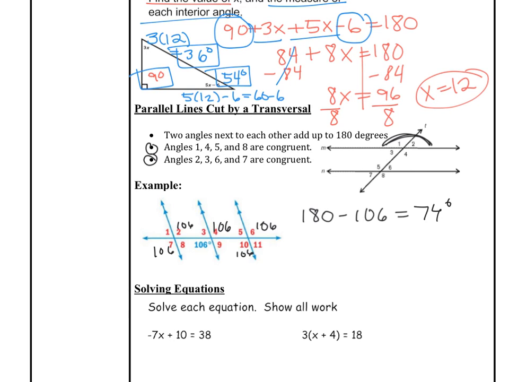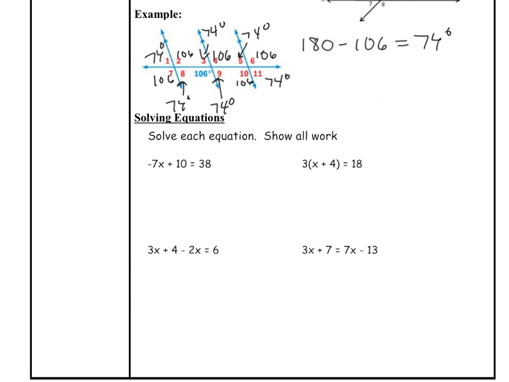That means that's all the small angles. So we're going to go ahead back and label that. So 11 should be 74 degrees. So should 5. So should 9, 3, 1, and 8. And I ran out of room there, so I drew some arrows there. But all the small angles are going to be 74 degrees. 106 plus 74 is 180.